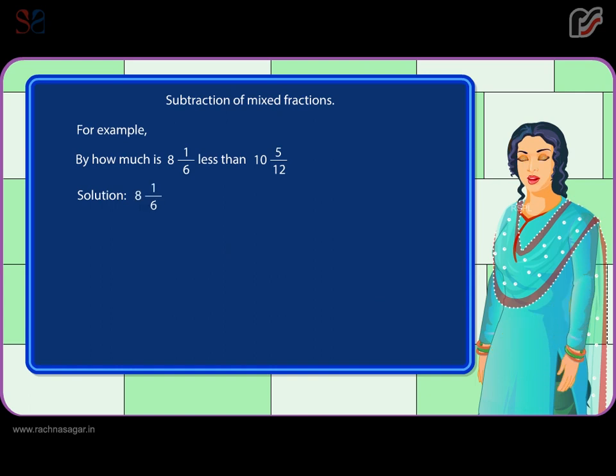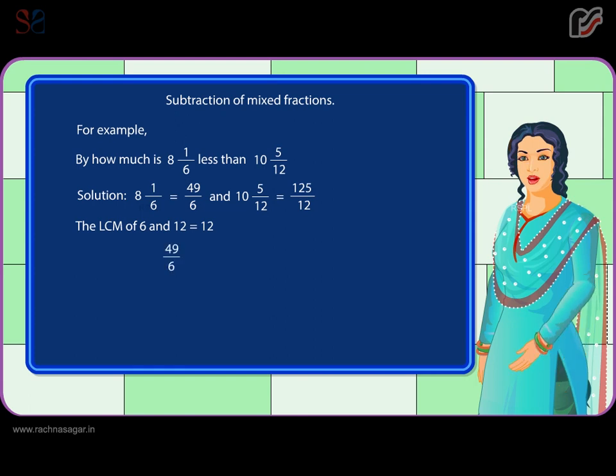Solution: 8 1/6 is equal to 49/6 and 10 5/12 is equal to 125/12. The LCM of 6 and 12 is equal to 12. 49/6 into 2/2 is equal to 98/12 and 125/12.